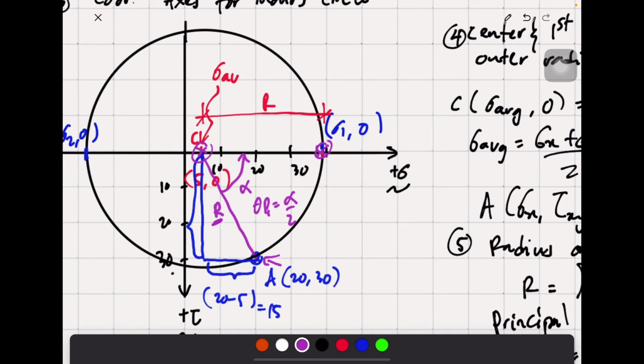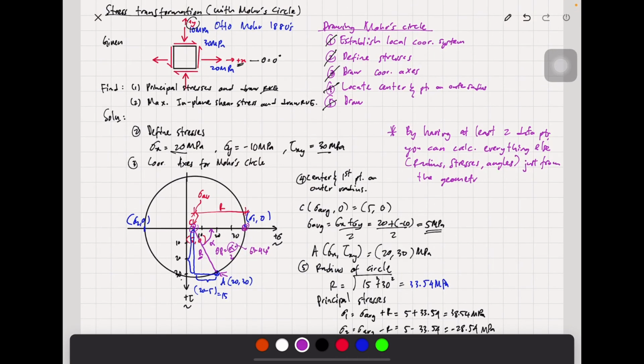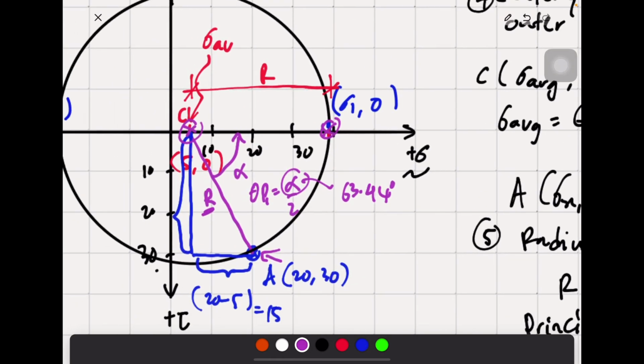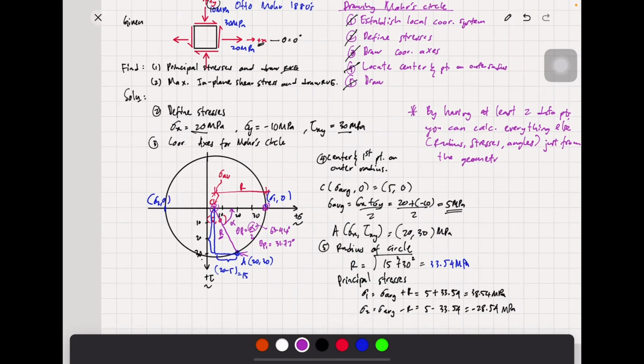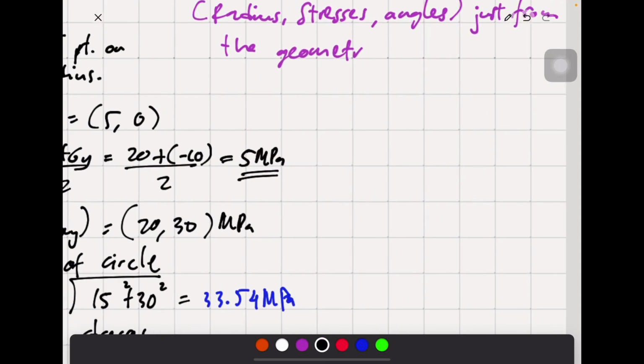So by using that, for this particular example, we previously got alpha of 63.44 degrees. From there, I can calculate my theta P1 equals 31.72 degrees. It is more obvious when we draw our RVE.